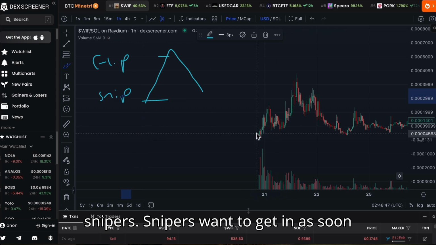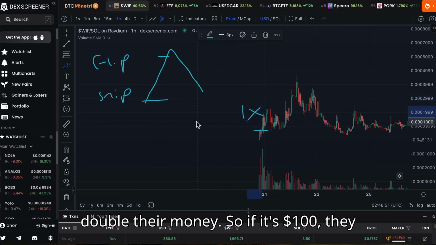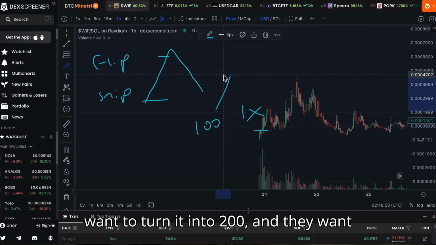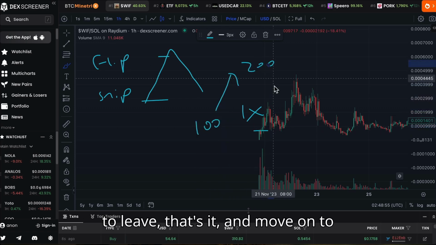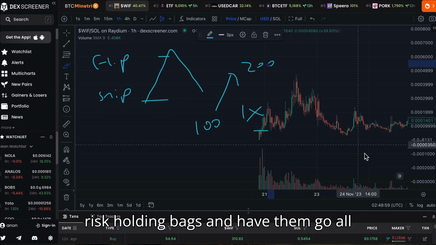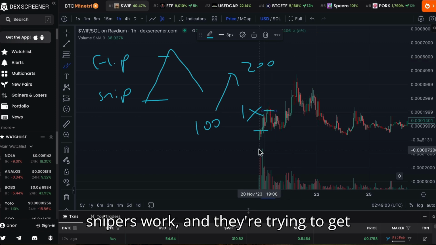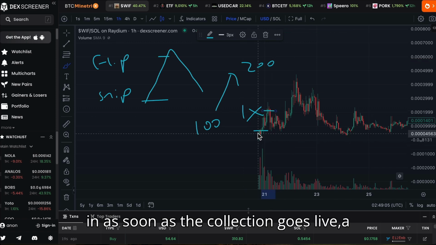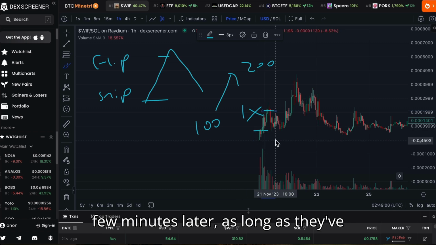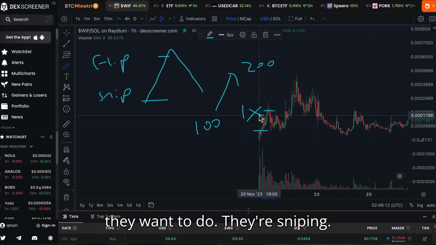Snipers want to get in as soon as possible, make 1x, literally 1x, double their money. So if it's $100, they want to turn it into 200 and they want to leave. That's it. And move on to another collection. They don't want to risk holding bags and have them go all the way down to near zero. That's how snipers work. And they're trying to get in as soon as the collection goes live, a few minutes later, as long as they've done some other due diligence and checks, as much as they could do. And that's all they want to do.